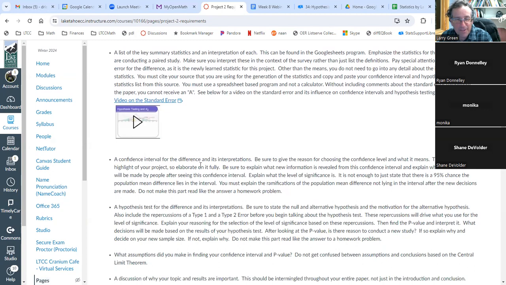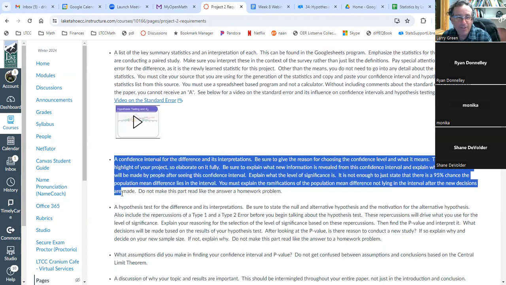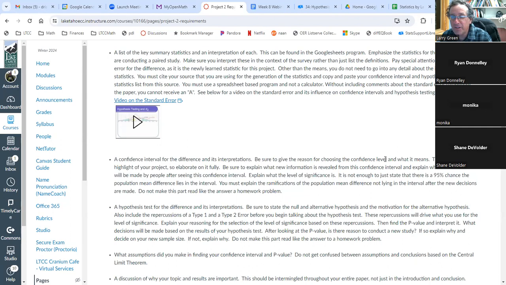Okay, so in your paper, I just want to highlight the confidence interval for the difference and interpret it. There are a few really important things. One is make sure you explain how you decided on choosing your confidence level, what the confidence level means, and not just the template. This is like a paragraph talking about it. Okay. So why did you choose a 90% or a 99% instead of a 95%?